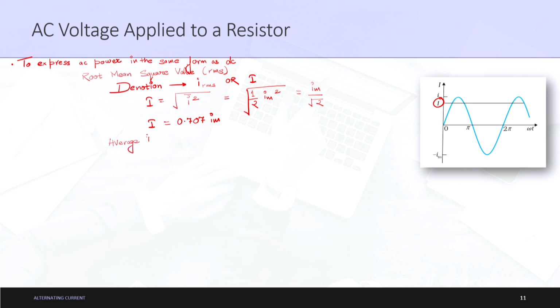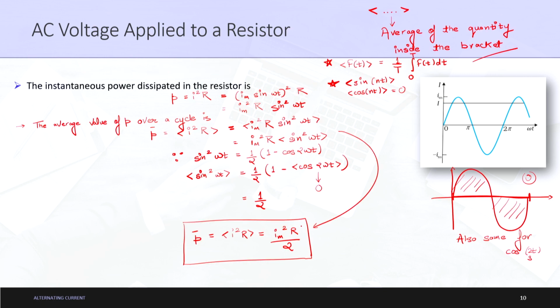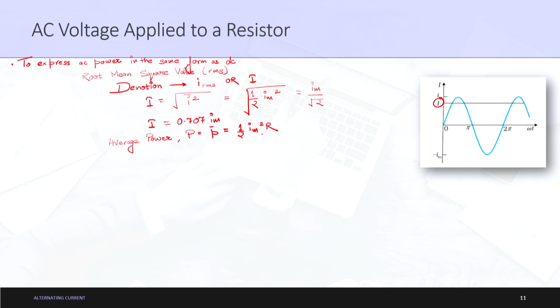So, average power is denoted by capital P, which is equal to half Im square R. This is already being calculated here, so this is nothing but Im square R by 2. Therefore, power is equal to half Im square R, which can also be written as I square R. That is how we can directly relate.